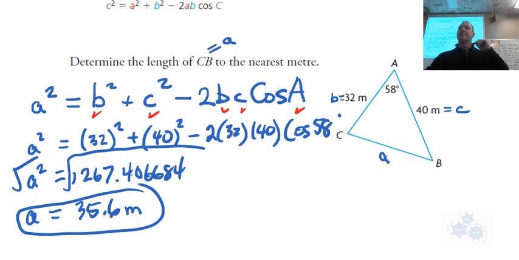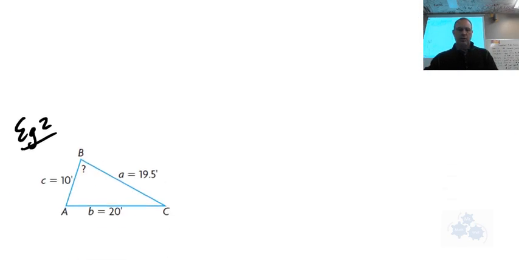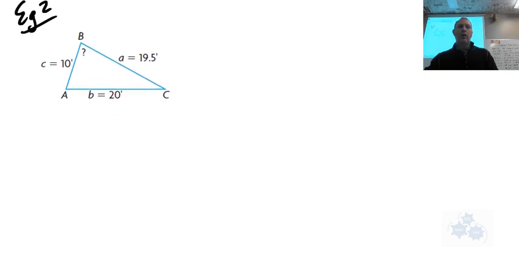We okay? All right, so let's do one more example where we're trying to find an angle now, okay? So let me find an example. We'll just do one more where we're trying to find an angle. Oh, here we go. Here's example 2. We're trying to find an angle, and it is B.